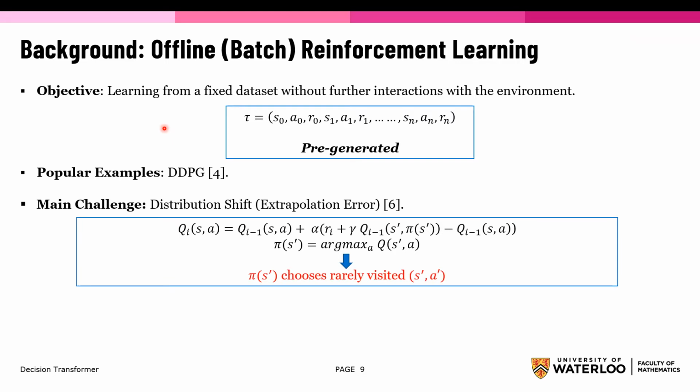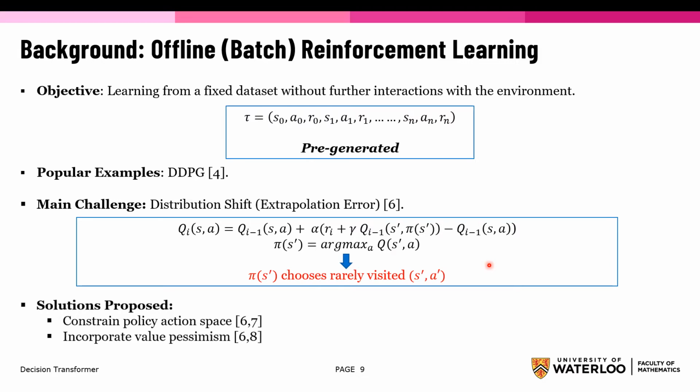A main challenge in these approaches is the distribution shift or extrapolation error. And to explain that, let's look at the temporal difference equation that we showed previously. If our policy is choosing the action that gives us the maximum reward given the current state S prime, then what if this policy chooses a rarely visited state action pair? The Q function will then give us an inaccurate estimate of the expected rewards, and this inaccuracy and error will propagate with us till the end, leading to the low and bad performance of the method.